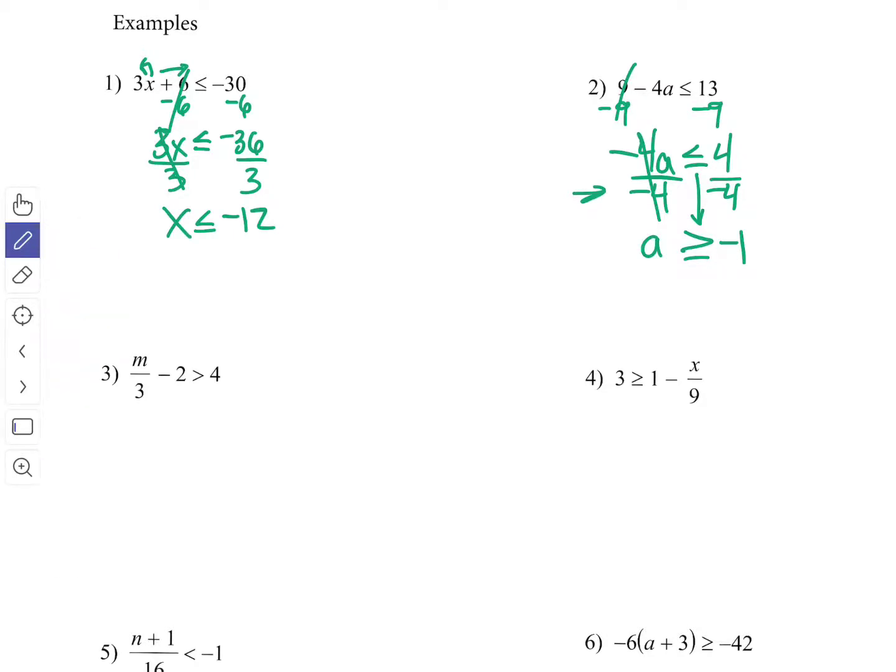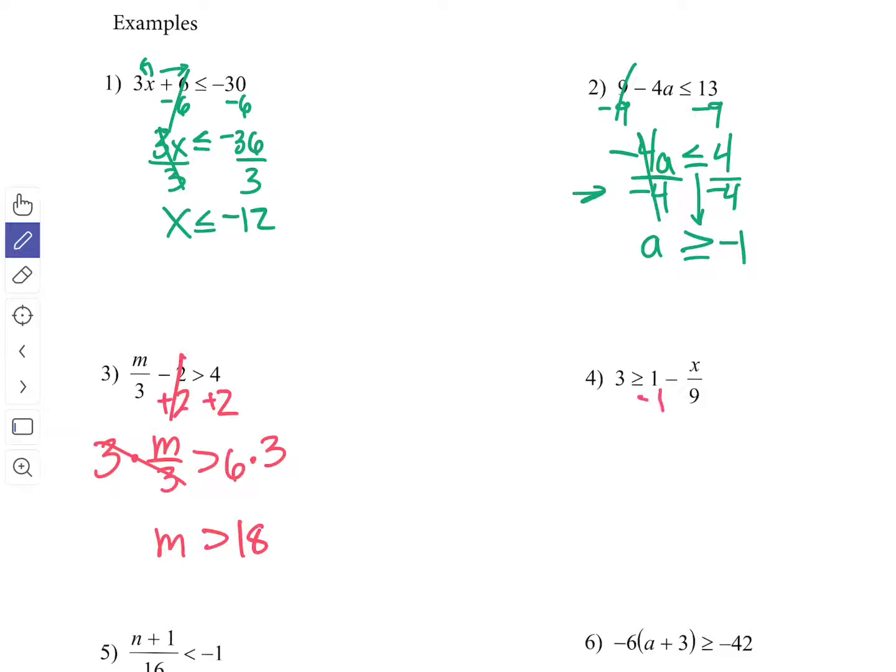All right, number 3. Add a 2 to both sides. I get m over 3 is greater than 6. Times by 3 becomes 1. We get m is greater than 18. No change in my inequality because I didn't multiply by a negative.